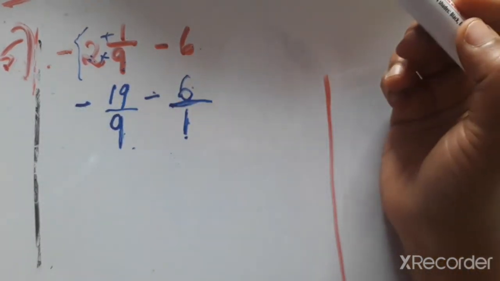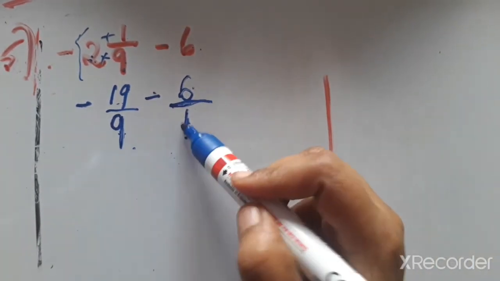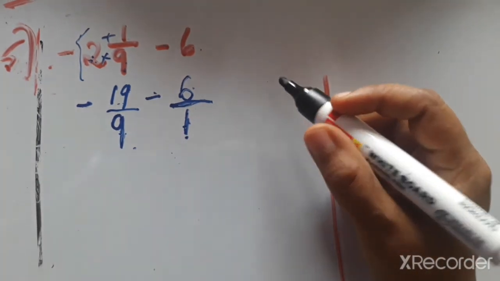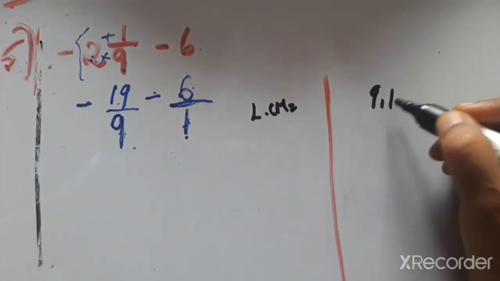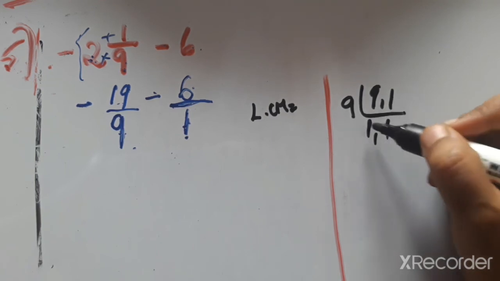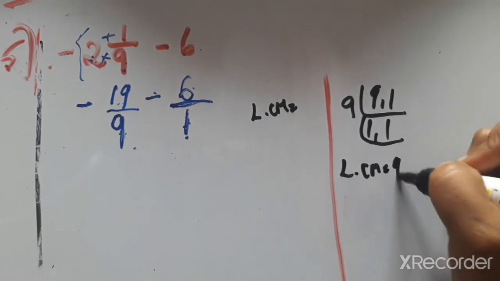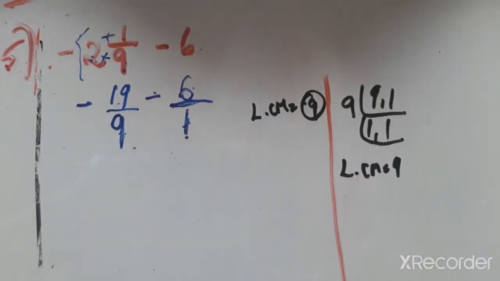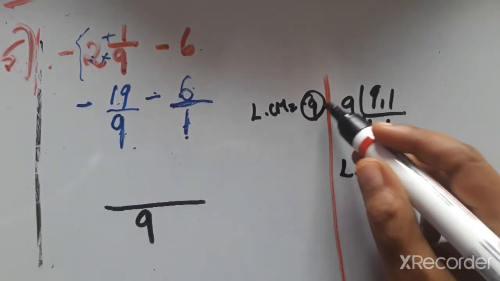Here the minus symbol means it is an addition. Can we add directly? No, because the denominators are different. Denominators should be the same, then only we can add or subtract. Now find the LCM of the denominators, 9 and 1. 9 ones are 9, 1 as it is, so the LCM is 9. Now write the LCM value 9.